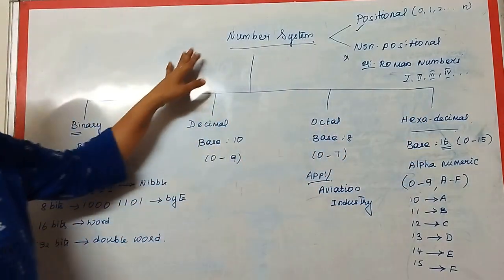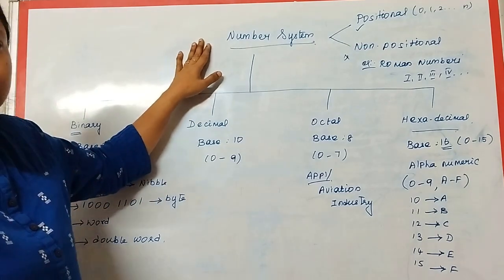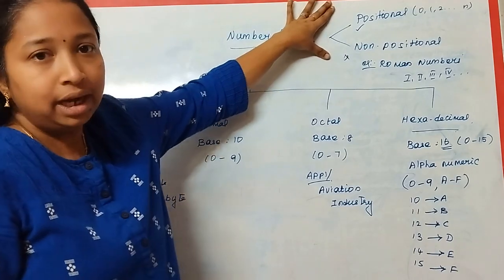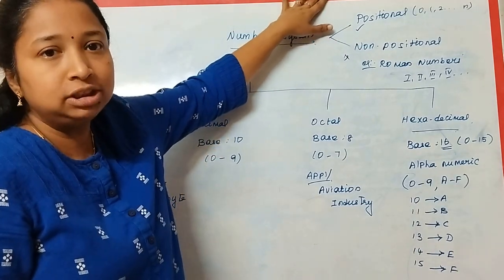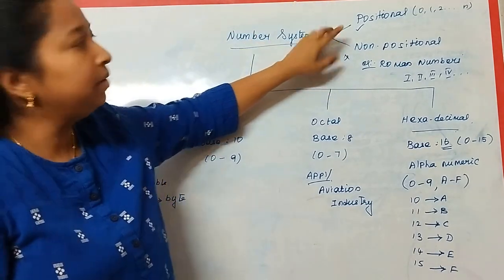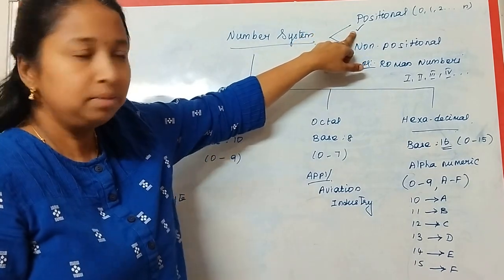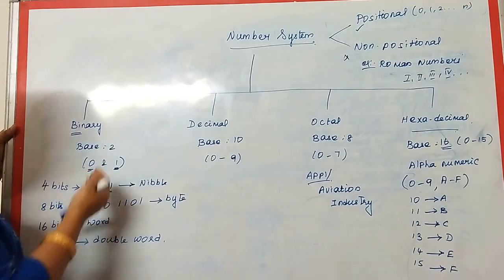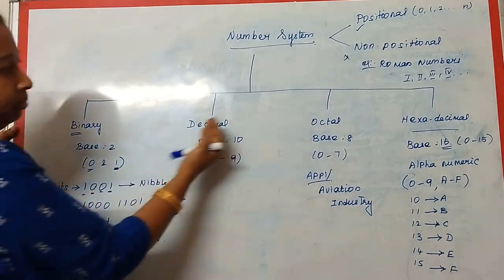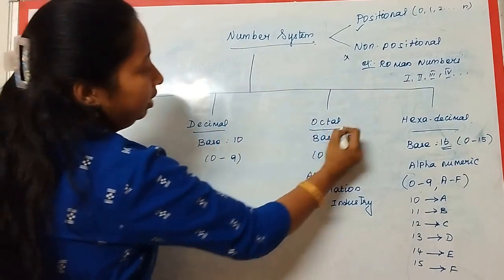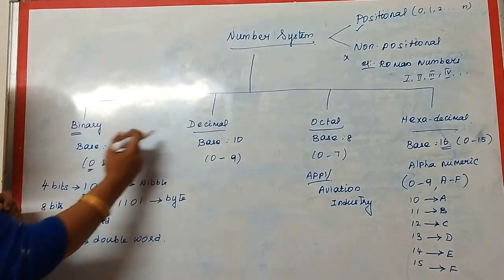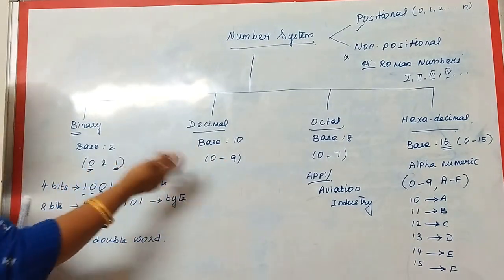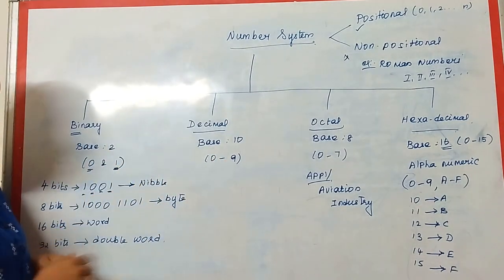For now, I hope you are clear with what a number system is, why we are studying this number system, what are the two broad categories of number system, that is positional number system and non-positional number system, and why we are following only positional number system, and what are the four main categories of positional number system, that is binary number system, decimal number system, octal number system, and hexadecimal number system. What is the base for each system and where we are applying these systems and what numbers can it hold. I hope you are clear with this lecture.